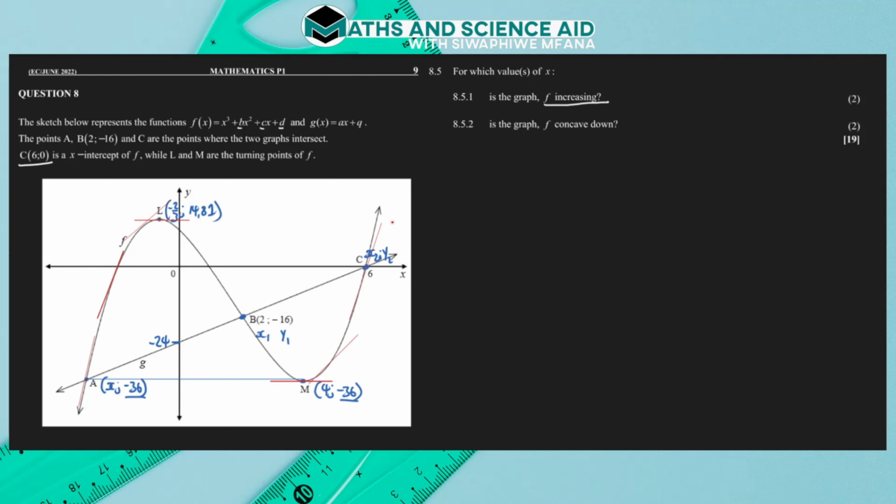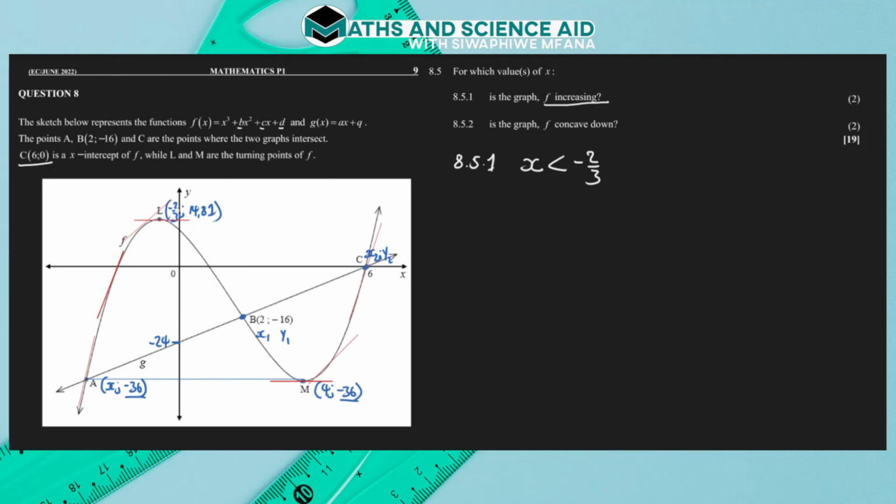When a function is increasing, it means that as the x values increase, the y values also increase. Therefore, the average gradient is positive. But if a function is decreasing, it means that as the values of x increase, the y values decrease. So to answer 8.5.1, we can simply say that the graph of f is increasing if the values of x are less than -2/3.